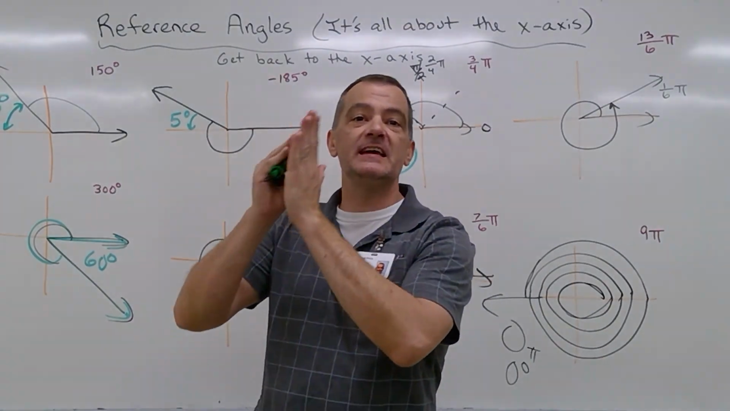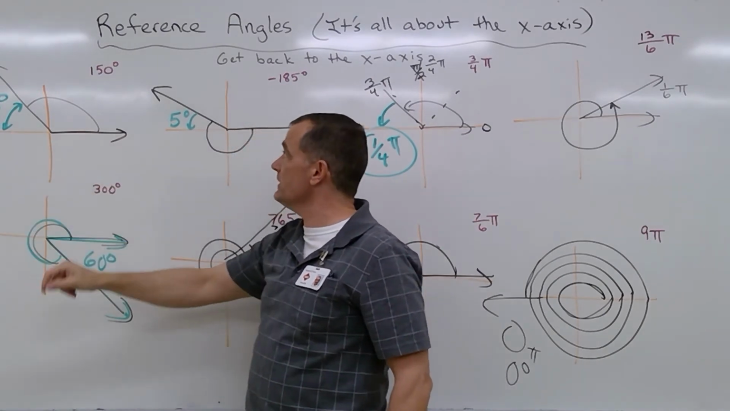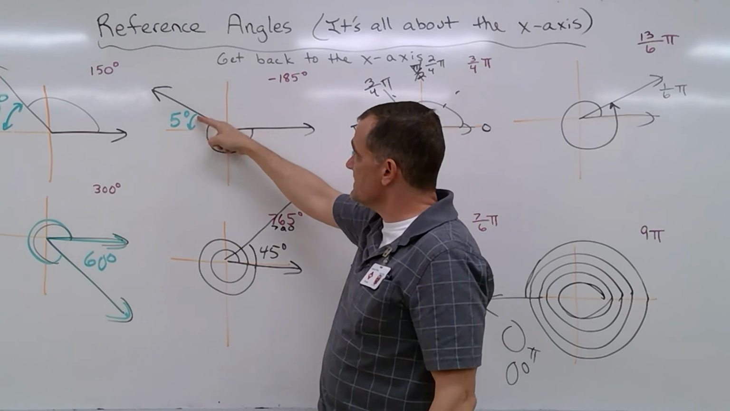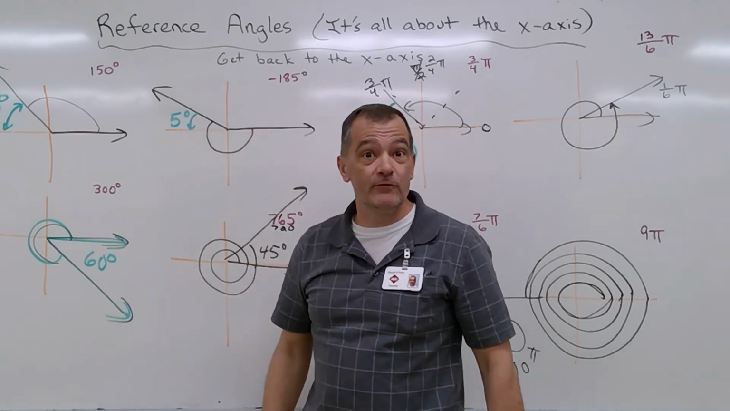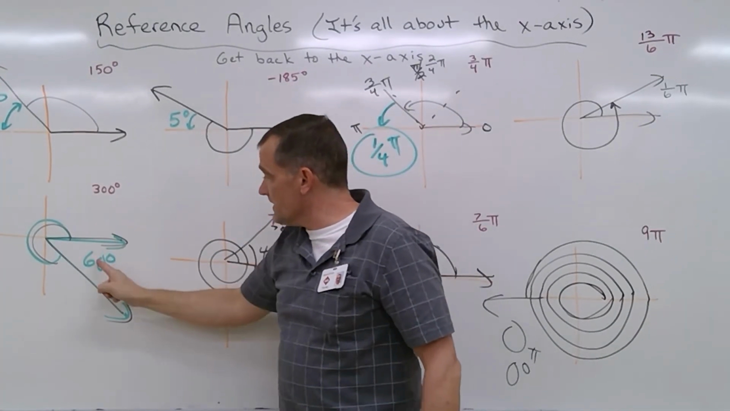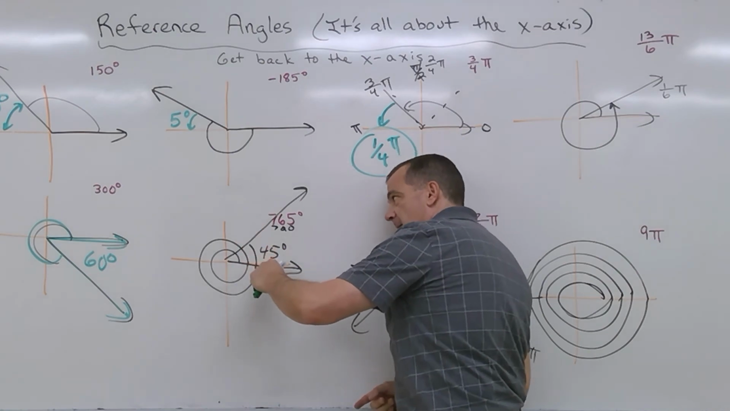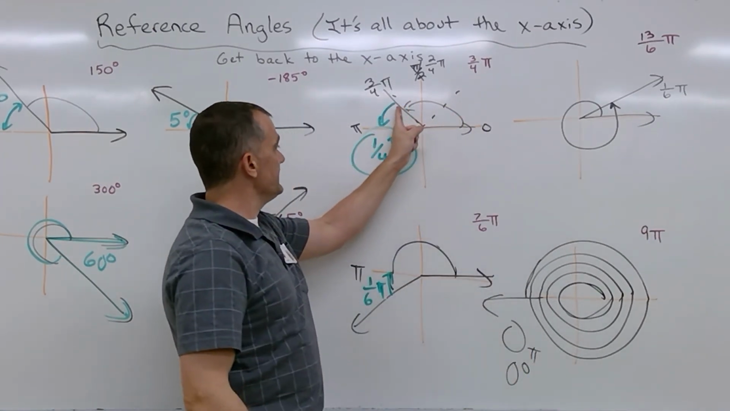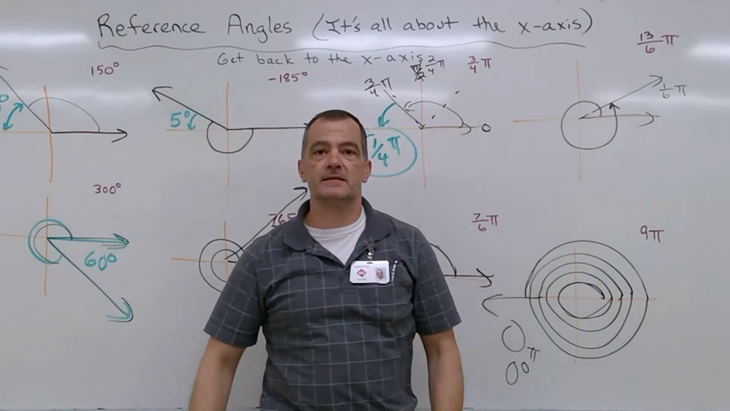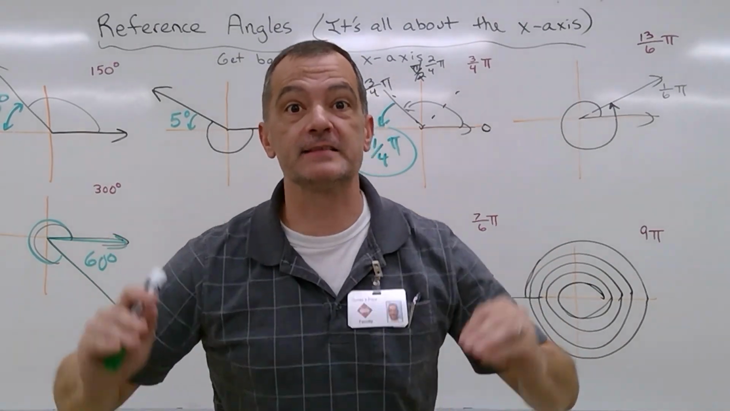How many degrees does it take to get back to the x-axis? So this one took 30 degrees to get back to it. 150 plus 30 is 180. This one took 5 degrees to get back to it. 5 plus 180 is 185, you know what I mean. So 30 and 60, 360. This one right here went past it, so we had to back up again. This one had to get back to the x-axis, back to the x-axis, back to the x-axis. Reference angles, it's all about the x-axis.